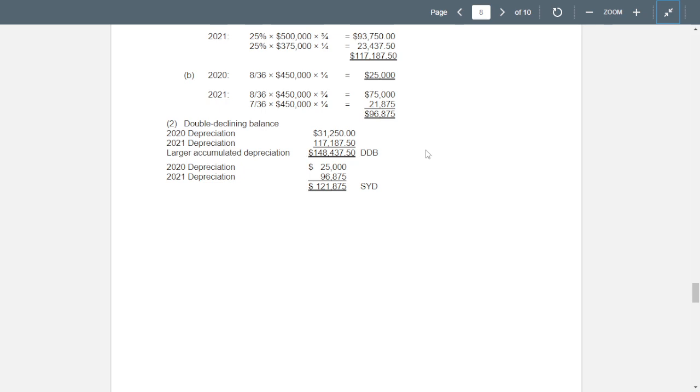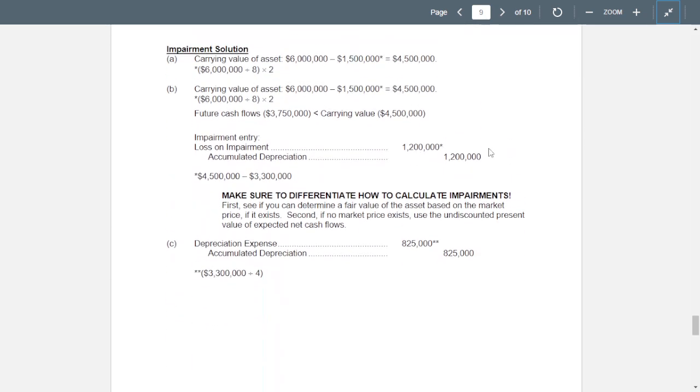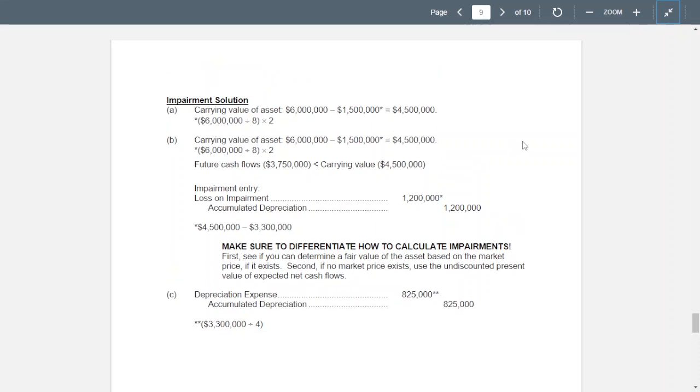Oh. Impairment. Right. Yes. Impairment. The impairment one is actually pretty dang easy in terms of math. It's just the concepts you have to remember. Impairment entry is loss on impairment, accumulated depreciation. Make sure to differentiate how to calculate impairments. See if you can determine the fair value of the asset based on the market price, if it exists. If no market price exists, use the undiscounted present value of expected net cash flows.